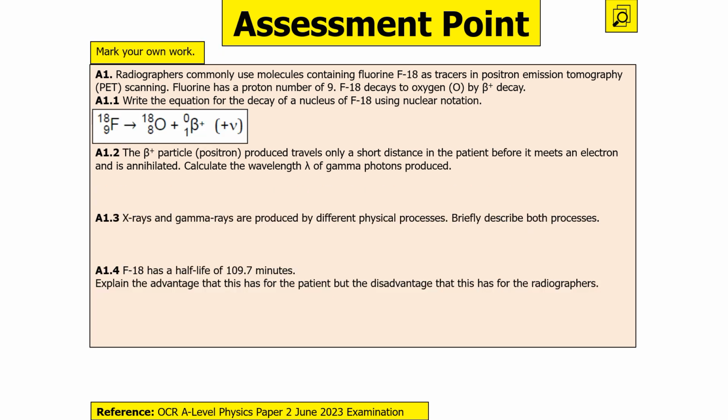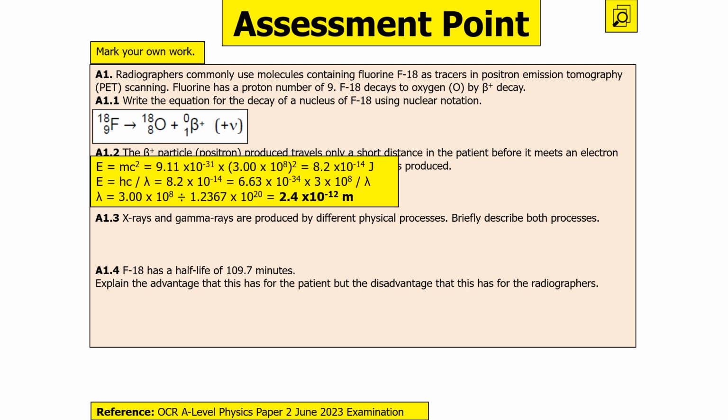Right, in this first one, the fluorine turns into the oxygen, and you've got your beta plus particle, and you've got your neutrino there to conserve lepton number. We know the nucleon number and the proton number are conserved before and afterwards. In this next one, E equals mc squared. So you've got the mass of the particle. It is the same as the mass of an electron because it's the antiparticle. So it's 8.2 times 10 to the minus 14 joules.